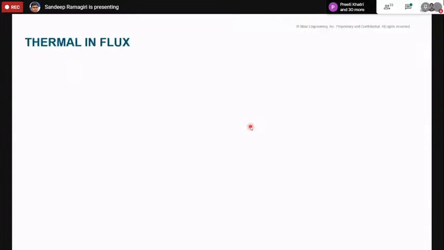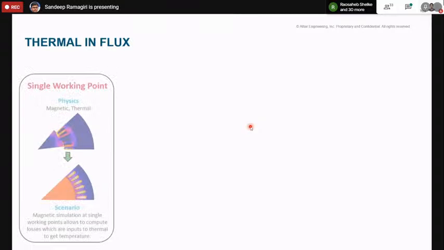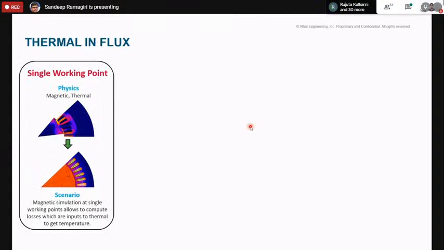There are several ways to do the thermal simulation in our global workflow. One is a single working point. At one single RPM, we rotate the motor and we compute the total electromagnetic losses.